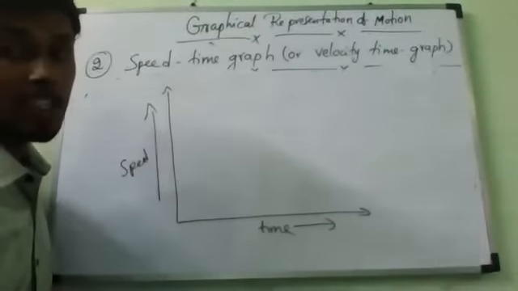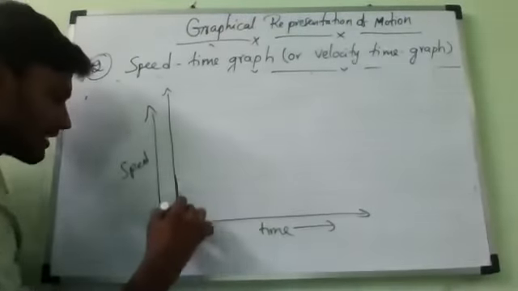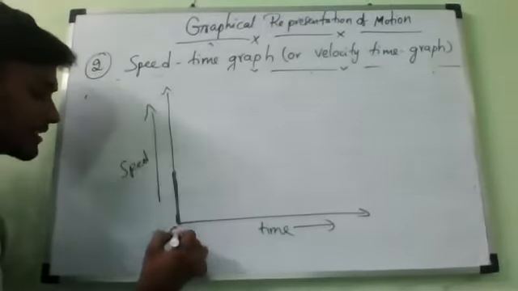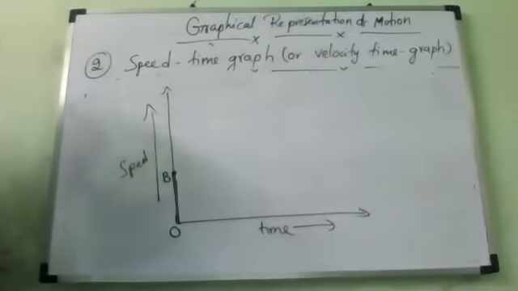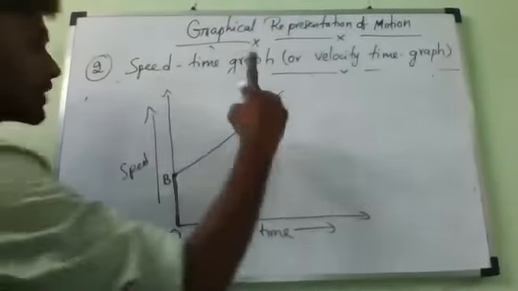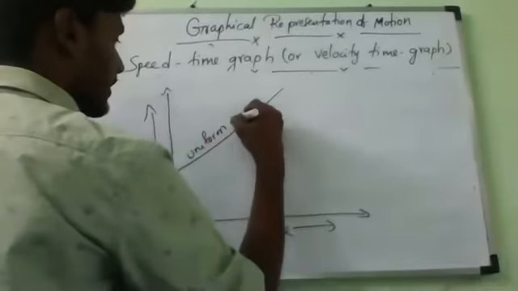Now, what is my graph? Remember, it is not starting from 0. The body is already having some initial velocity. Here I am drawing 0, and the body is already here. This is the body position now. From here, it is going to increase uniformly, with uniform acceleration. Do you understand, everybody?